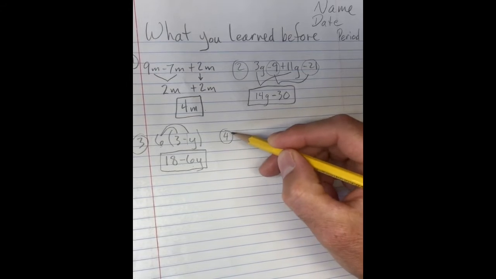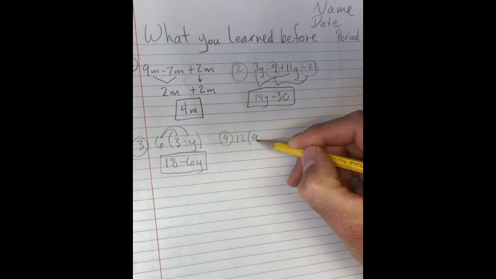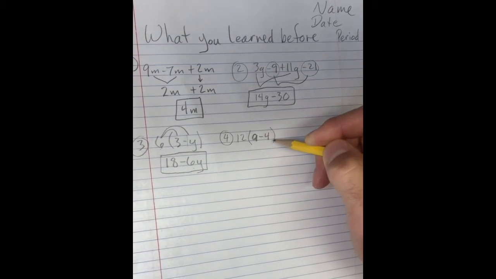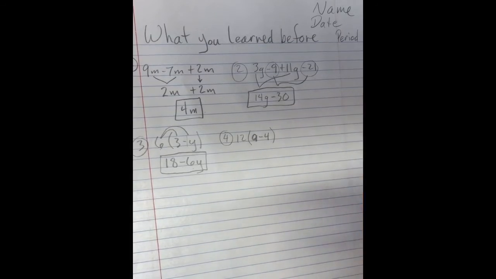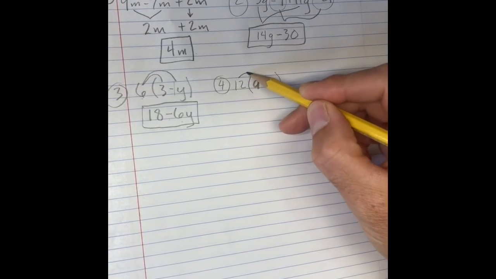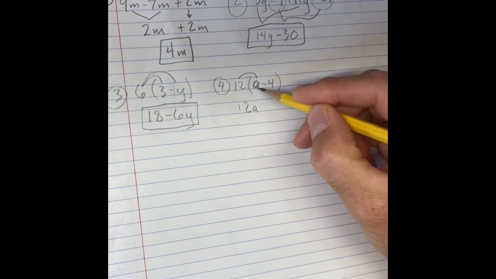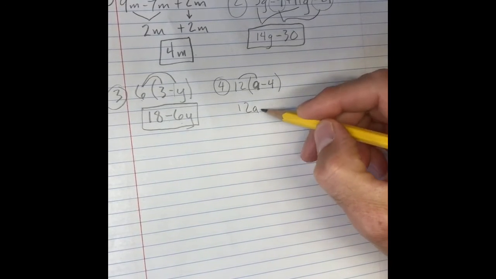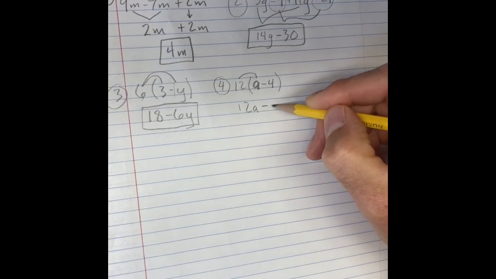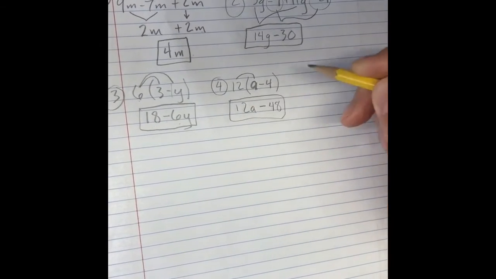Number 4, the problem says 12 times the quantity a minus 4. So make sure that your a's look like an a and not a 9. So we're going to multiply 12 times a and get 12a, because 12 times 1a is 12 a's. And then we multiply 12 times negative 4 and get negative 48. And that is the answer for that.